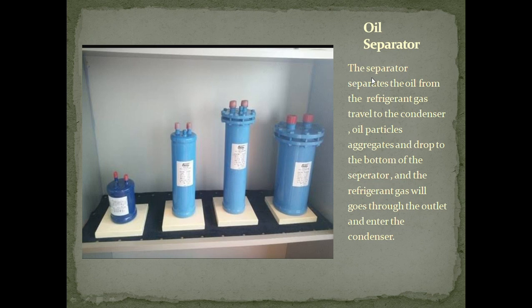This is the oil separator. I already told what an oil separator is. It is used to separate the lube oil from the outlet of the compressor, okay. The separator separates the oil from the refrigerant gas traveling to the condenser. Oil particles aggregate and drop to the bottom of the separator, and the refrigerant gas goes to the outlet and enters the condenser. This oil will flow back to the compressor and the gas will flow to the condenser, okay.